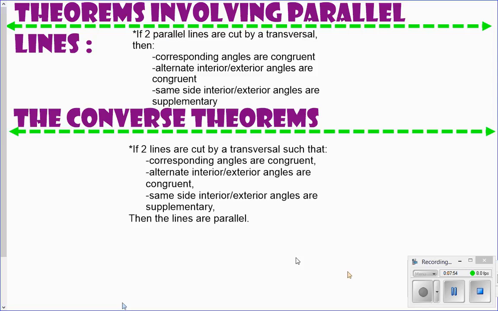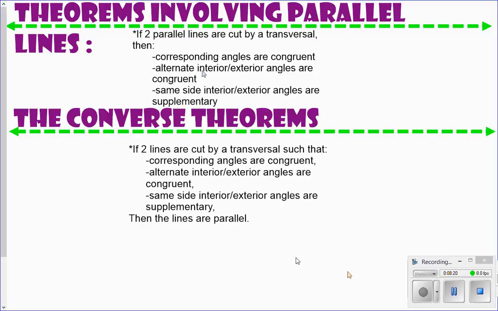Now, how does that relate to what we're talking about, to parallel lines? Well, with parallel lines, we already know we have some theorems here. And by the way, a theorem is something that can be proven to be true, which later in this semester we'll look at writing some proofs for. But for now, we'll accept them as true. And these are the theorems that we actually already know.